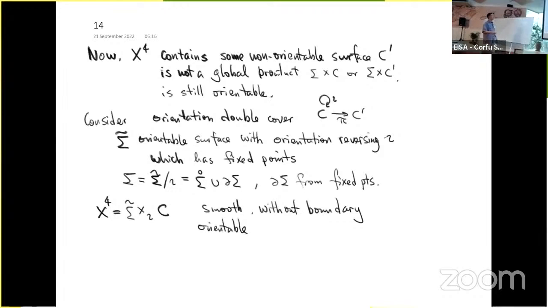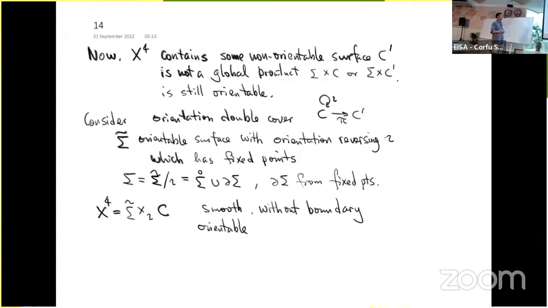Okay, so now we come to the point that I really want to discuss. In this variant of the Kapustin-Witten theory, our 4-manifold is still orientable, smooth, without boundary, but it contains some non-orientable surfaces, and it's not a global product. So how do we construct such a 4-manifold? Once we have constructed that, then we can discuss our 4-dimensional gauge theory on this particular 4-manifold.